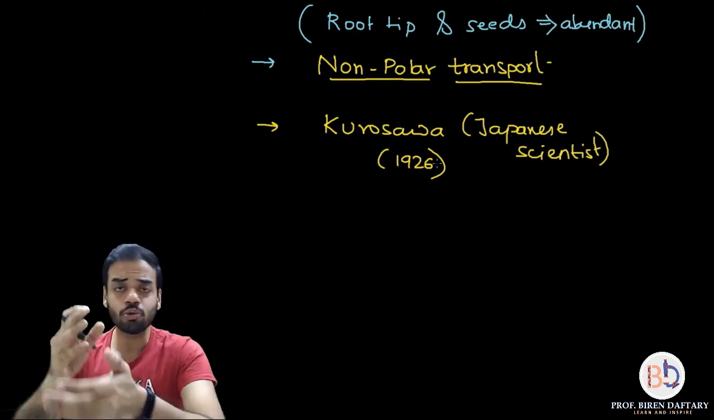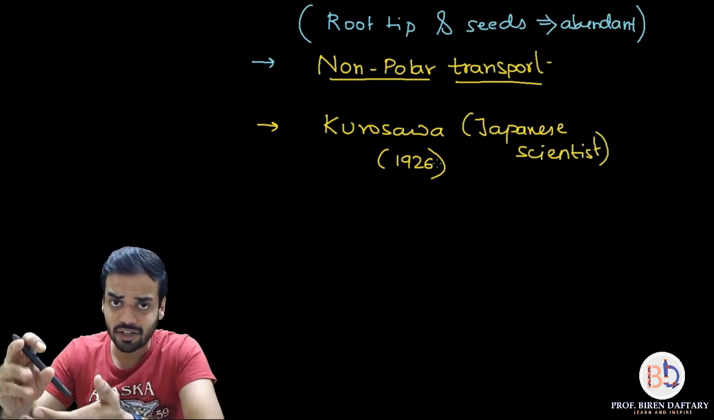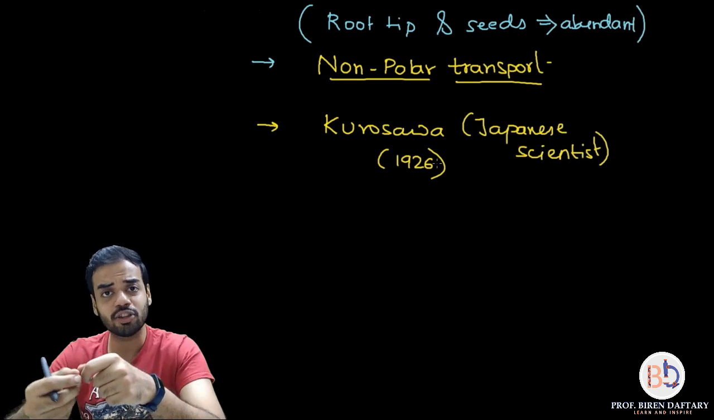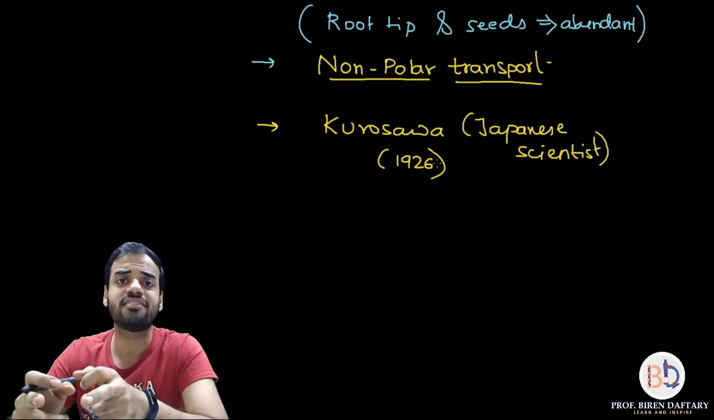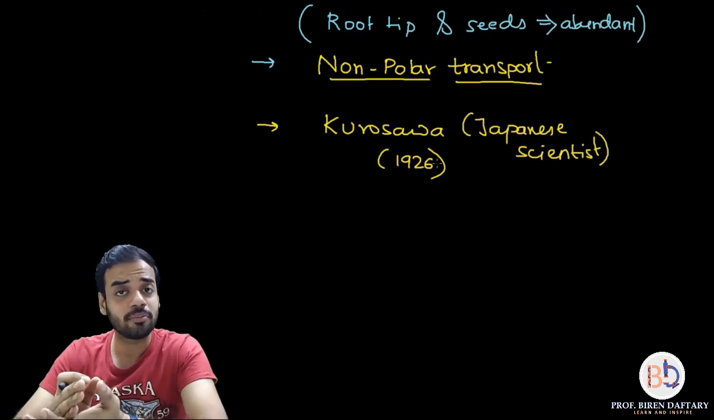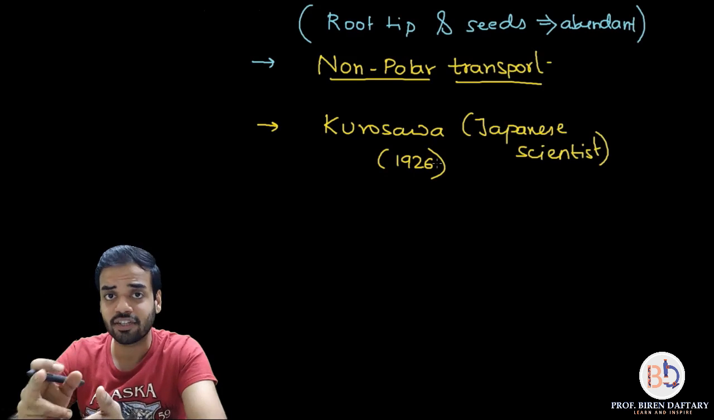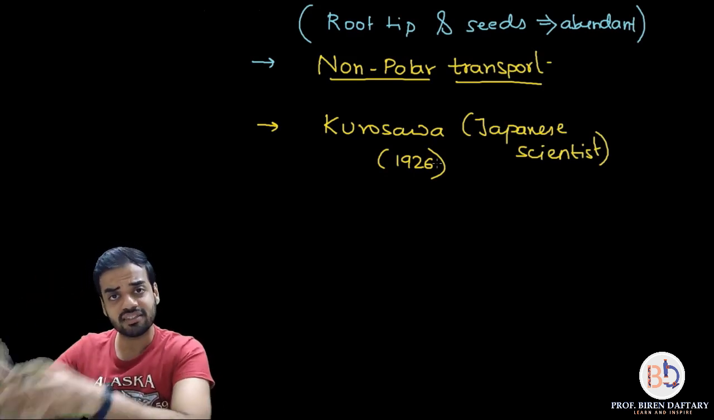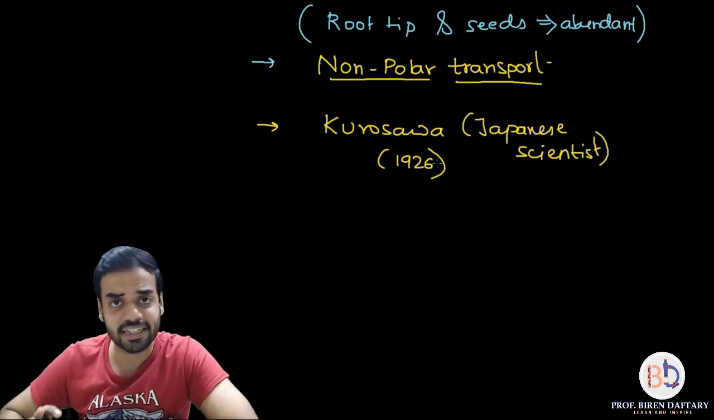And later on, Kurosawa found out that a chemical substance present in the fungus was causing the length of the stem to increase. These chemical substances are the same as gibberellins. However, please remember, Kurosawa did not coin the word gibberellins. He did not discover the word gibberellins. However, he knew that these substances are responsible for elongation of the stem in Bakanae disease.